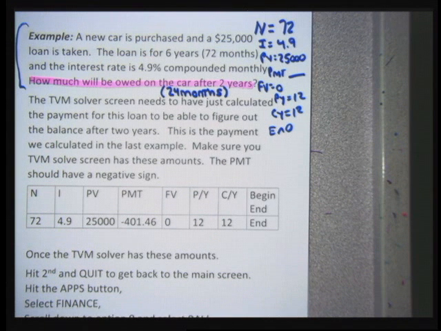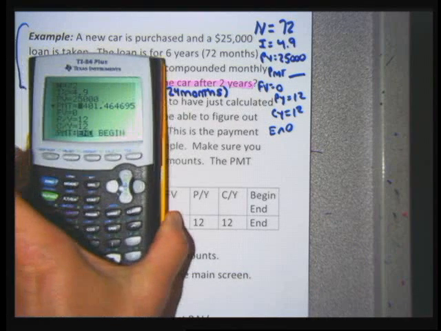I shouldn't have half the car paid off. If I get an answer over $25,000, that would seem weird too. How could I owe more than the amount? So this is a little bit tricky. To find a balance, I have to know how many months I want the balance after.